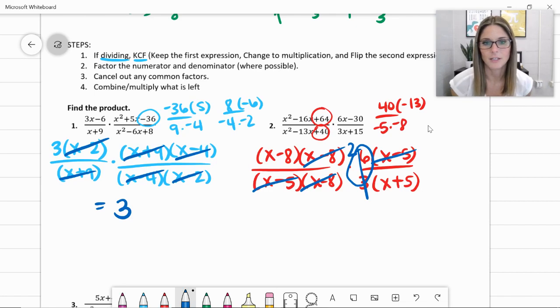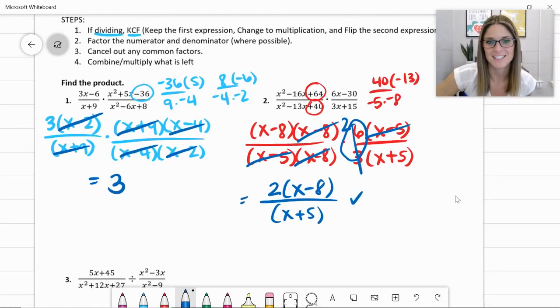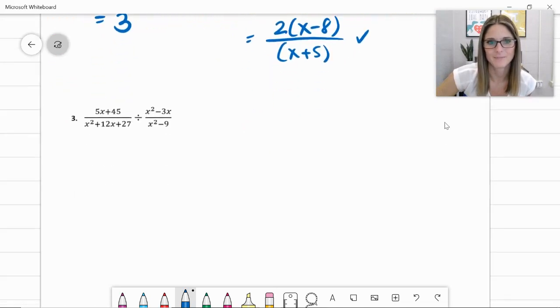So in the numerator, we have a 2. We have one of those x minus 8s. And in the denominator, there's an x plus 5. Final answer. Again, I like to use parentheses around my factors, so I'm not tempted to go and cross out the pieces of my factors like the x's. Those are entire factors, entire families. Don't go chopping things away.